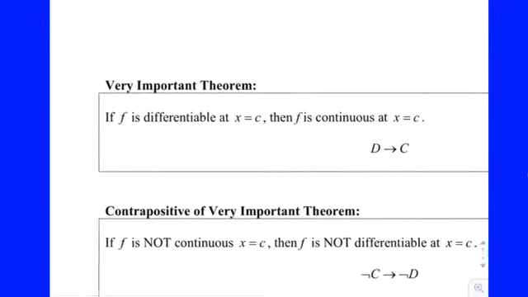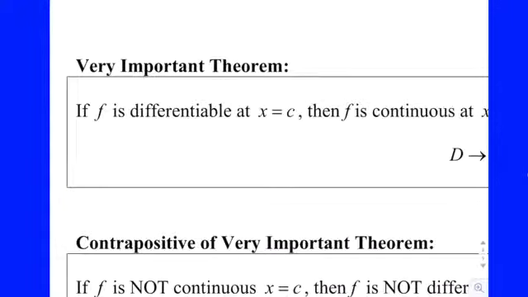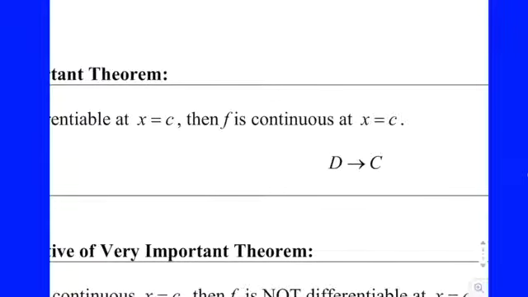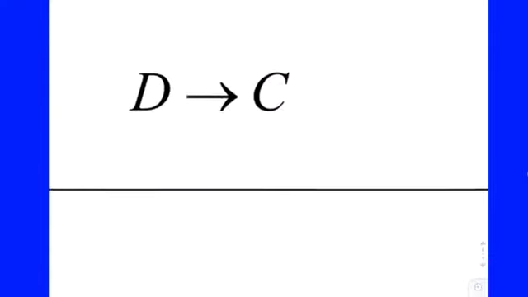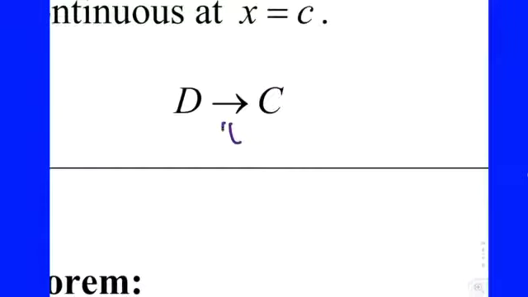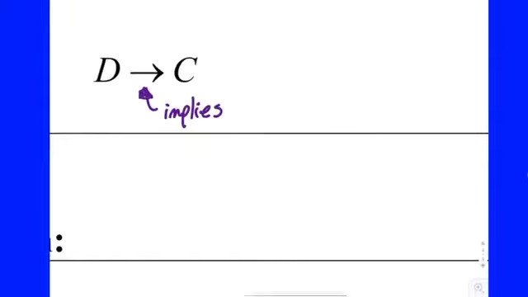So here's a very important theorem. It says if f is differentiable, that is, if the derivative exists at that point, at x equals c, then f is continuous. So we can write that like that. D, this arrow in this case doesn't mean approaching, it means implies. So big D is differentiable, big C is continuous. So differentiability implies continuity. If a function is differentiable, then it will be continuous.